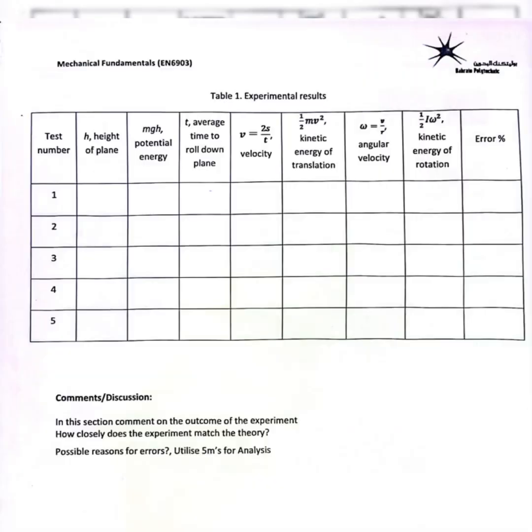Now you can go to the table for maybe 5 tests or trials. Record the h, and then record the mgh, which is your potential energy, and then the time that you need to compute your velocity, which is just equal to 2s over t. Then the kinetic energy of translation, which is 1/2 mv squared, and then your angular velocity, which is just the linear velocity over the radius of the axle, and then the kinetic energy of rotation, which is equal to 1/2 I times angular velocity squared.